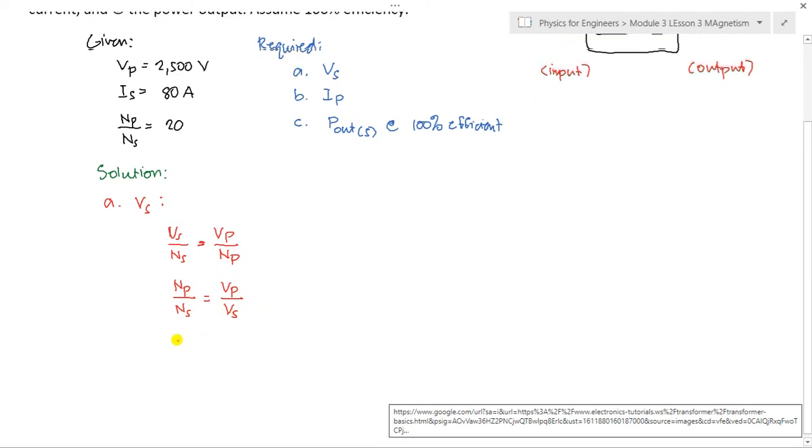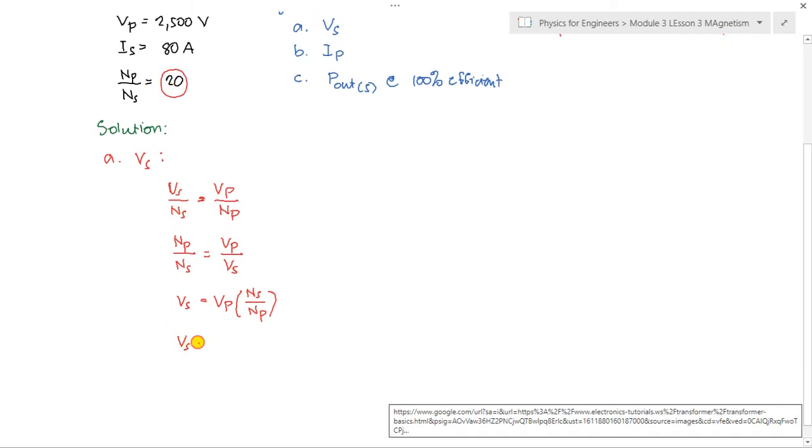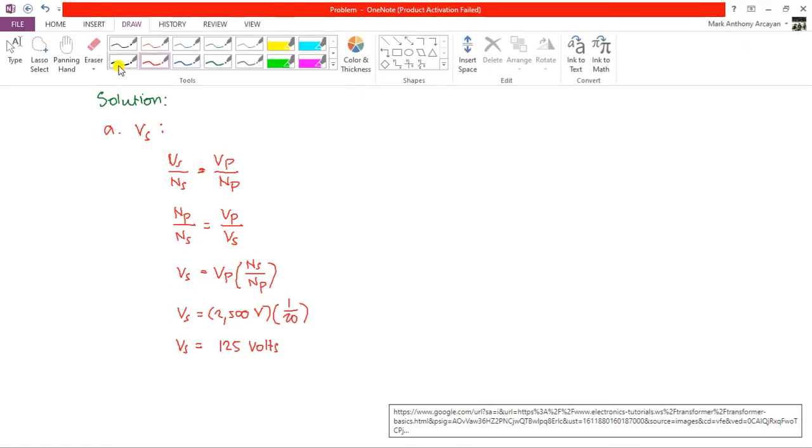Since gipainta si VS, so cross multiply, mahimo na siyang VS is equals to VP times NS over NP. Now, NS over NP is just the reciprocal of this given, 20. So that is VS is just equal to VP here, 2,500 volts, multiplied by 1 over 20. So 2,500 divided by 20, that is 125 volts. So 125 volts. That is for the secondary voltage.